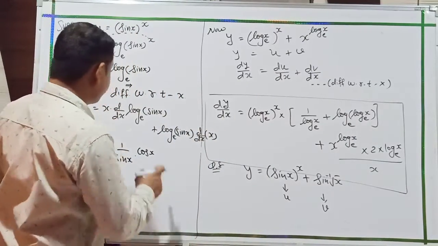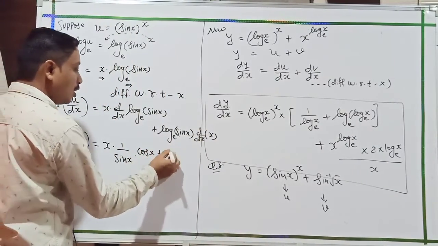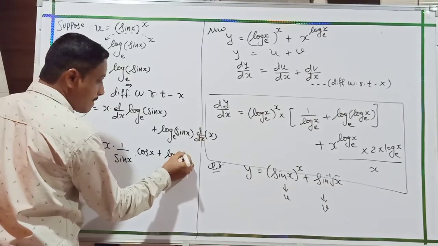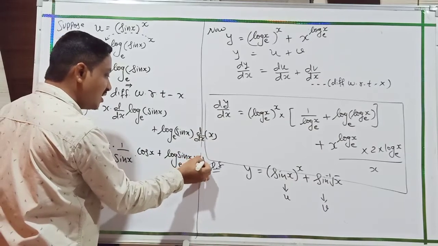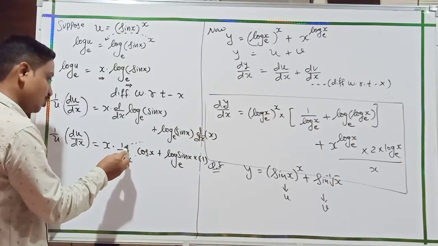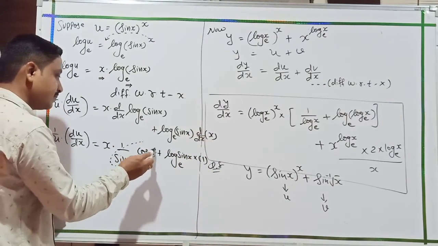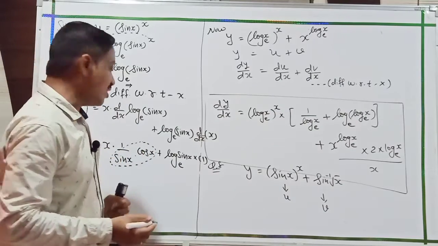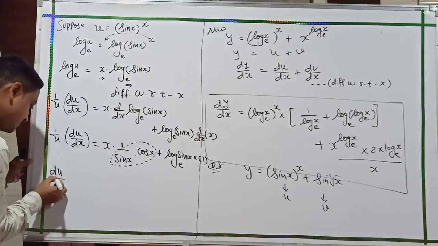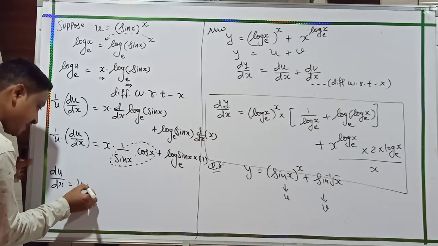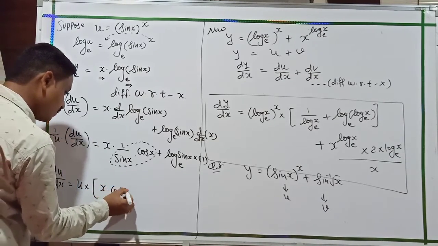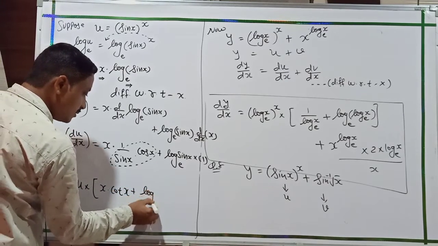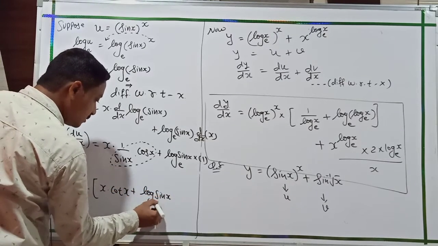And students, after that I take the derivative of log of sine x, the same. And what is the derivative of x with respect to x? It is 1. So these are known to you, students. Cos by sine is cot. So du by dx, you take the u to the upper side, and here it is x into cot x plus log of sine x to the base e.